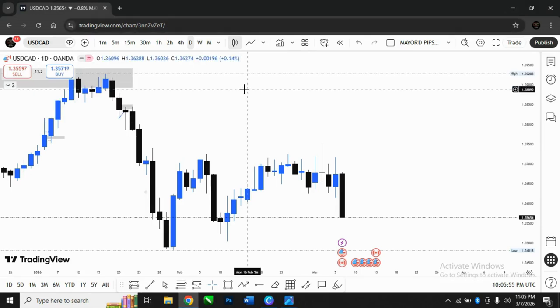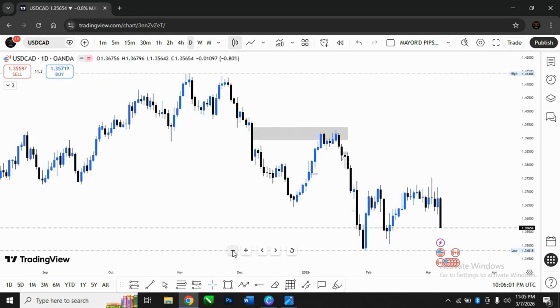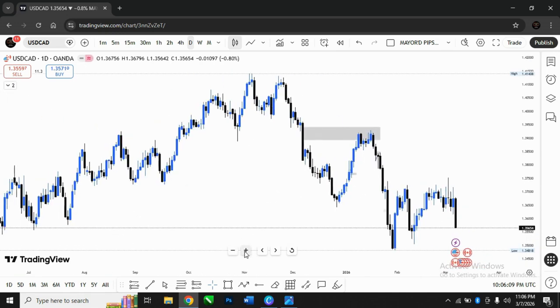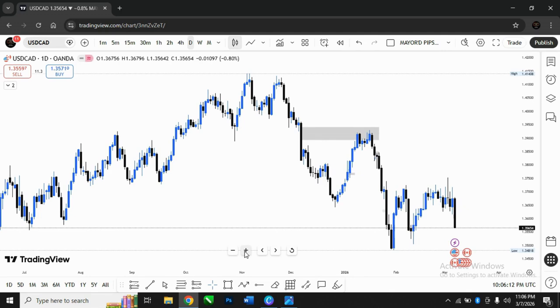Now, this is my live chart USD CAD, the United States dollar and the Canadian dollar. On my daily time frame, we have a lot of support and resistance here. Remember, in my previous video, if you have watched it, I talked about top-down analysis and technical analysis.